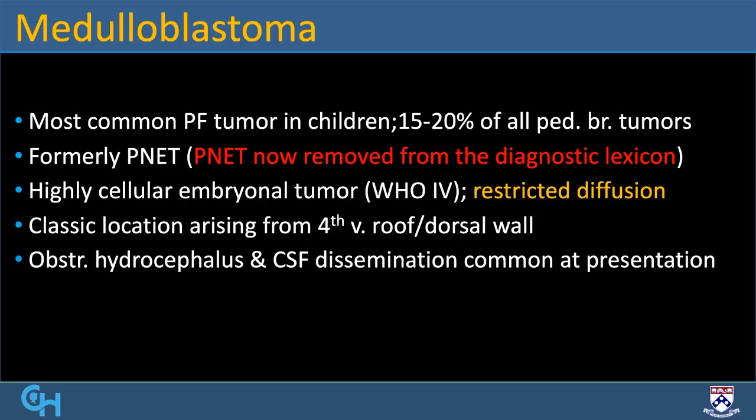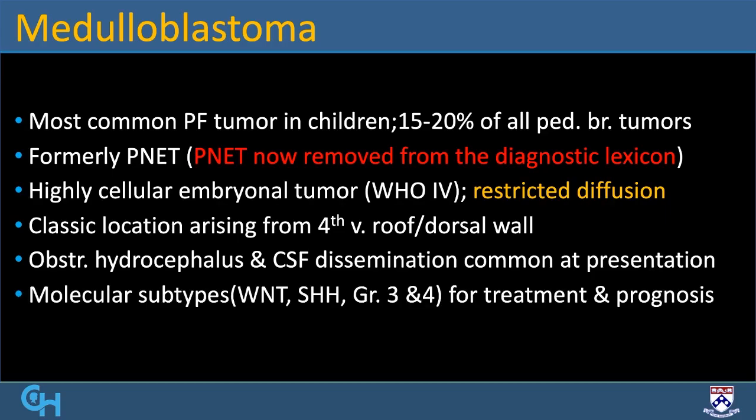Medulloblastomas are highly cellular embryonal tumors with a WHO grade of 4, and that is what accounts for the restricted diffusion, which we see on MR imaging. The classic location of a medulloblastoma is its origin from the fourth ventricle. It's usually the roof of the fourth ventricle, which is also the dorsal wall of the fourth ventricle. It produces obstructive hydrocephalus, and CSF dissemination is very common at presentation. I just want to tell you that there has been a classification of medulloblastomas by the molecular subtypes into 4 categories.